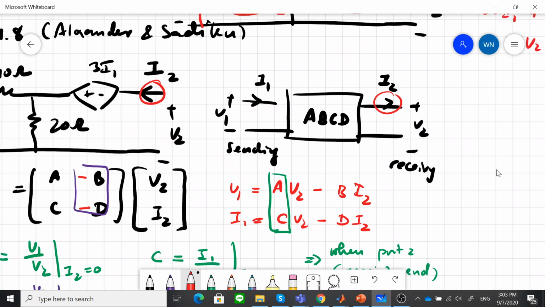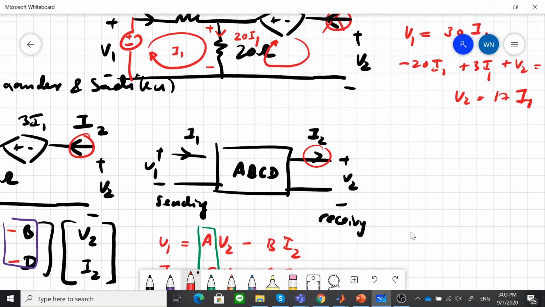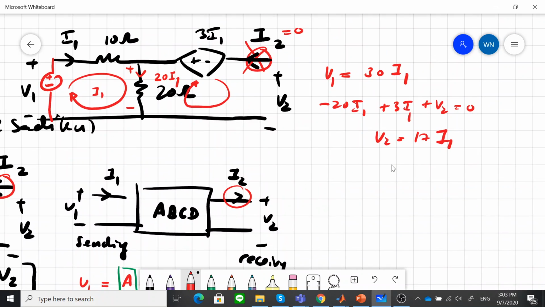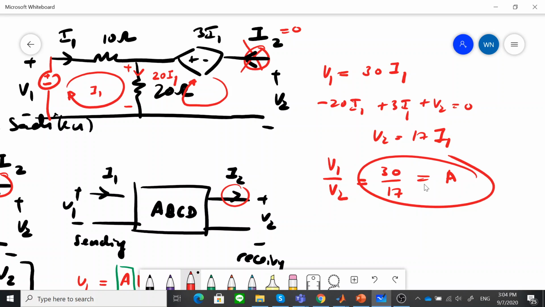So what we are looking for is A, the ratio between V1 and V2. You can answer straight away that V1 over V2 in this case is 30 over 17. So this is parameter A, 30 divided by 17.